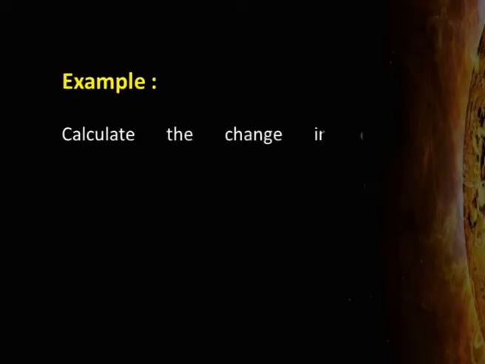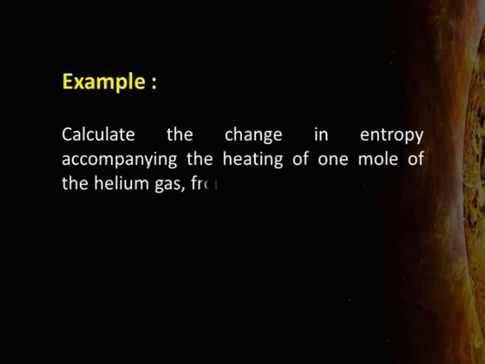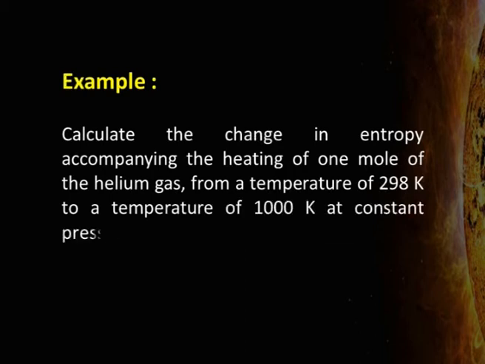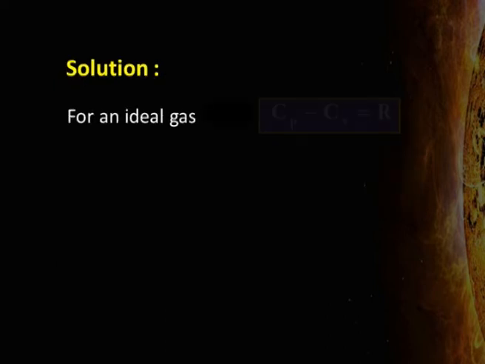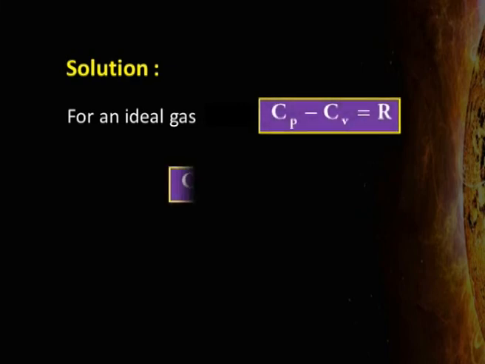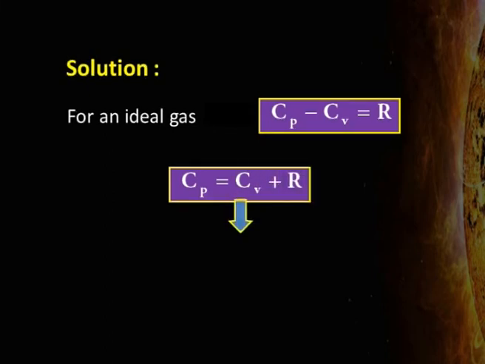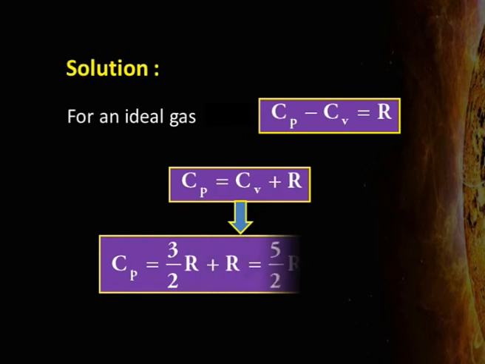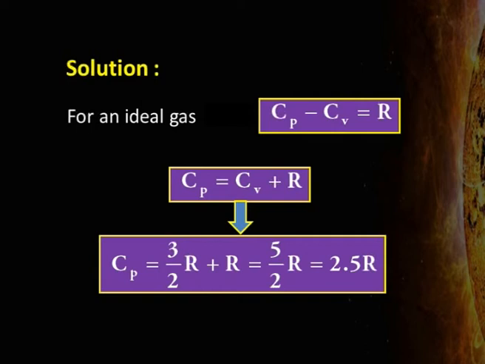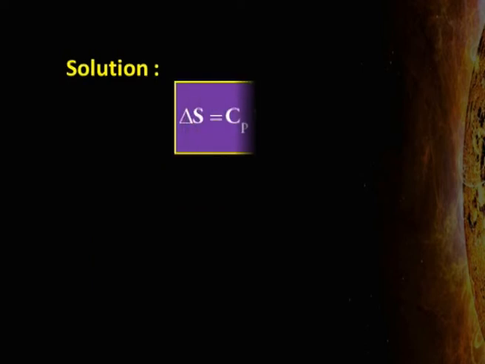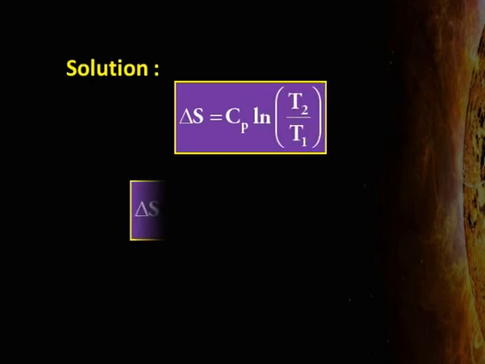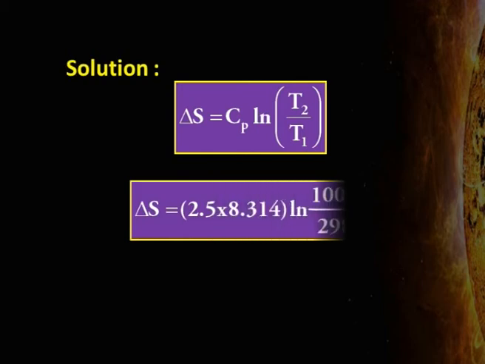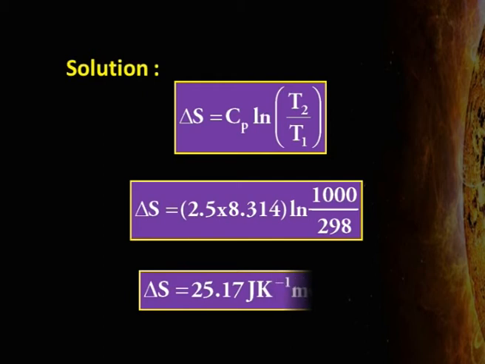Here is an example to understand the calculation of entropy change for an ideal gas in isobaric process. Calculate the change in entropy accompanying the heating of 1 mole of the helium gas from a temperature of 298 Kelvin to a temperature of 1000 Kelvin at constant pressure. Assume that Cv is equal to 3/2 R. As you know that for ideal gas, Cp minus Cv is equal to R, hence Cp will be equal to Cv plus R, which is equal to 3/2 R plus R equal to 5/2 R or 2.5 R. Putting all the values in the equation, delta S equal to Cp ln T2 divided by T1, we will get 2.5 multiplied by 8.314 ln of 1000 divided by 298, which is equal to 25.17 joules per Kelvin per mole.